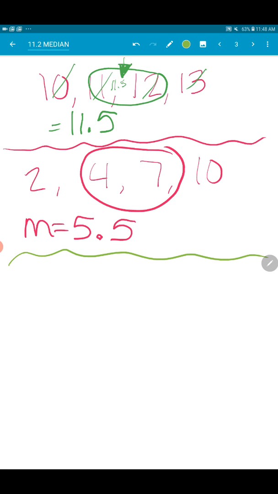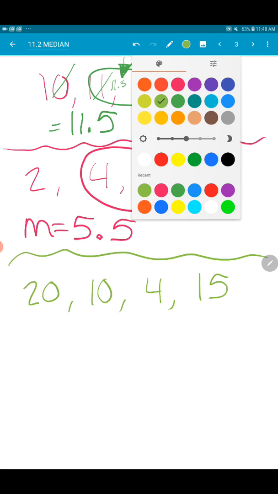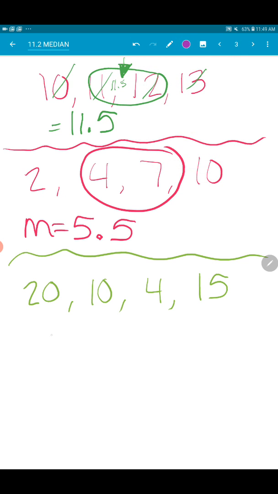Okay, let's try one more. So let's do 20, 10, 4, and 15. First, remember your first step always: is it in order from least to greatest? In this case it is not. So I need to put it in order from least to greatest. My least is 4, then 10, then 15, and then 20.